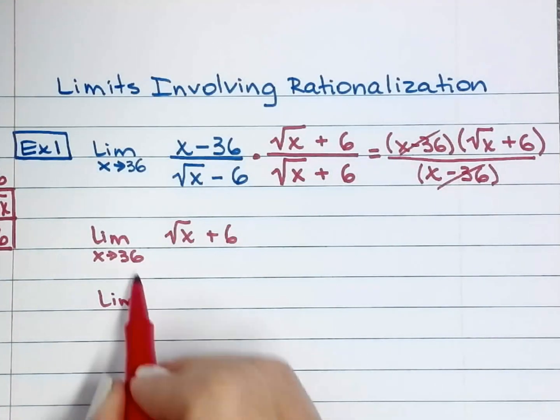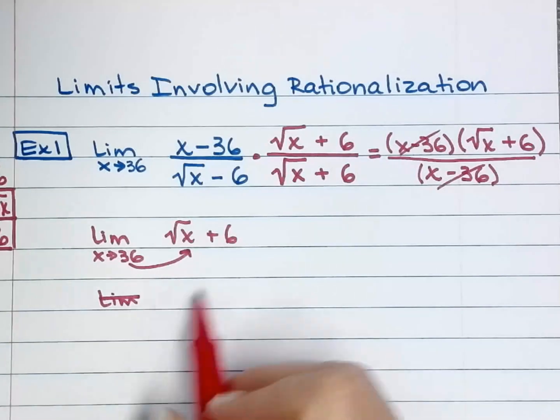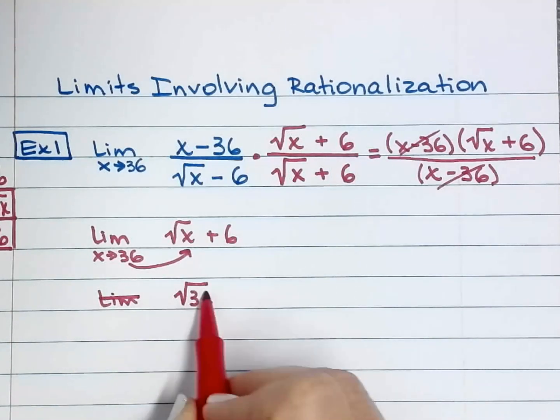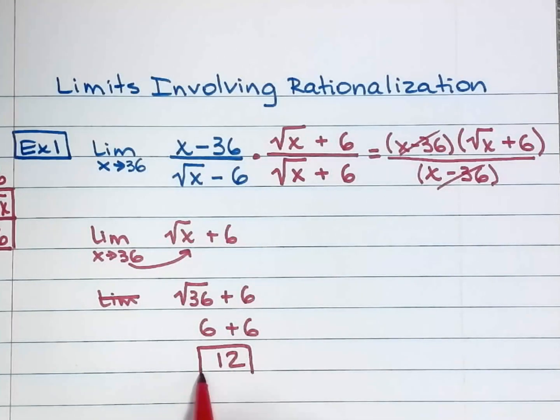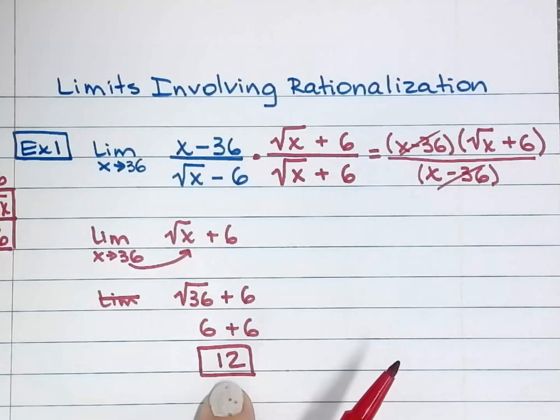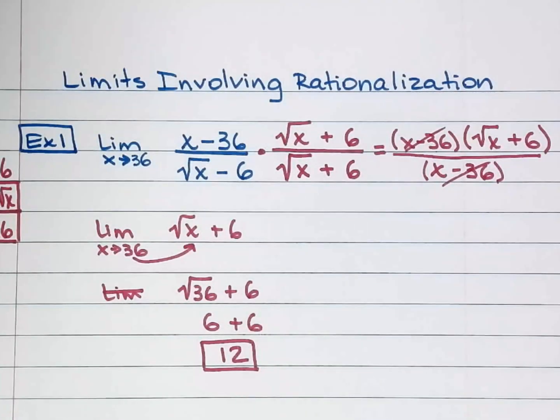Now, the limit, so direct substitution here, you just have square root of 36 plus 6. This is 6 plus 6. So the limit of all of this will simplify down to be 12.